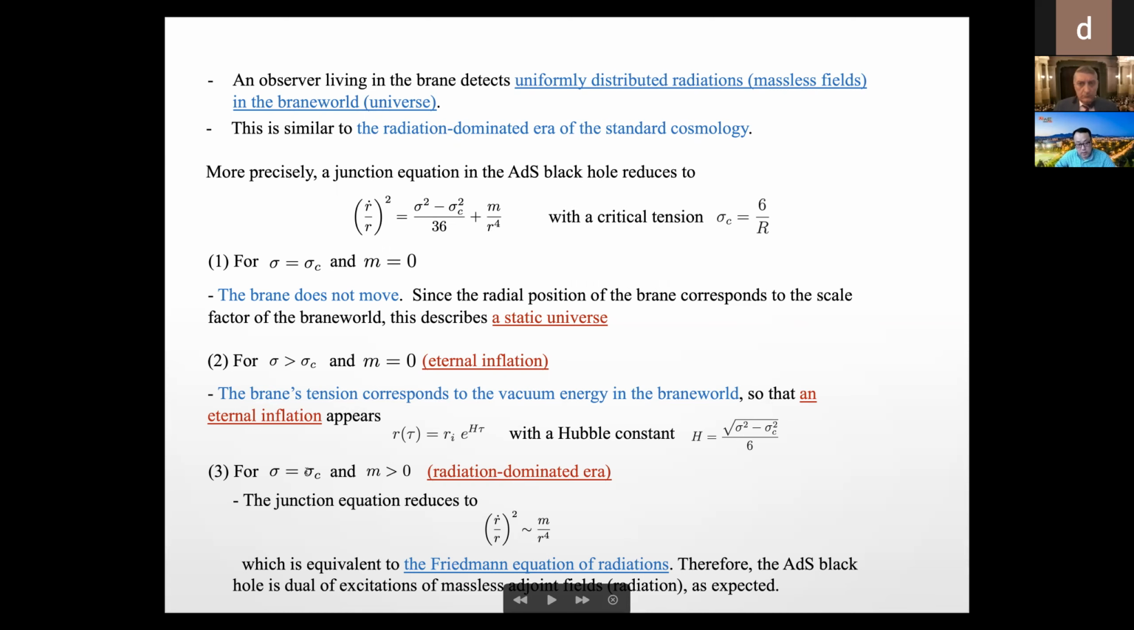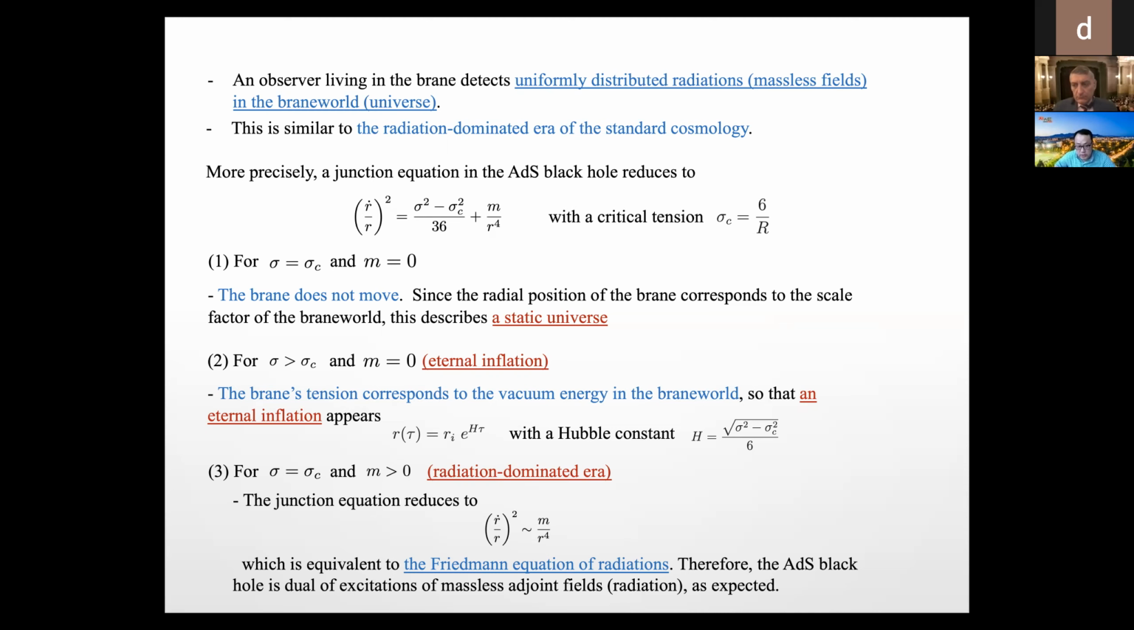We assume that the brane has a critical tension, and so there's a non-vanishing mass. This is a zero brane mass, so black hole mass. In this case, we obtain this junction equation. Here, the right-hand side is exactly the same as the power of some radiation.